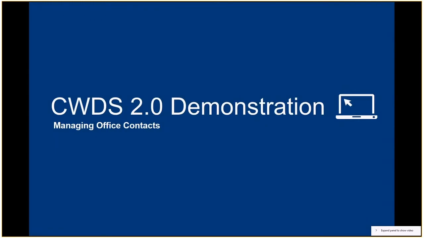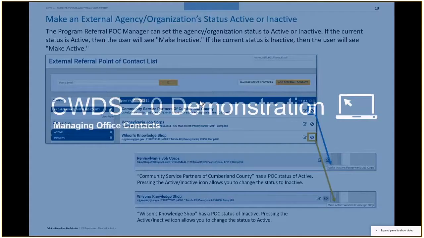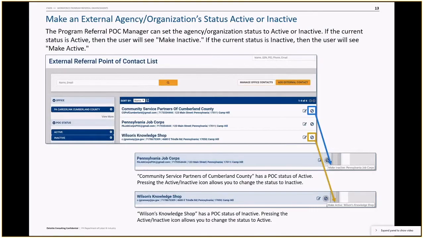Okay, all right, so the next thing we're going to cover is making an agency organization active or inactive. Just to let you know where we're at here, we added an external agency, and then we identified who should receive internal referrals. Those are the two most important pieces of your role as the program referral POC manager. There are some exceptions, which are hopefully not as common, but we want you to be aware of the system functionality.